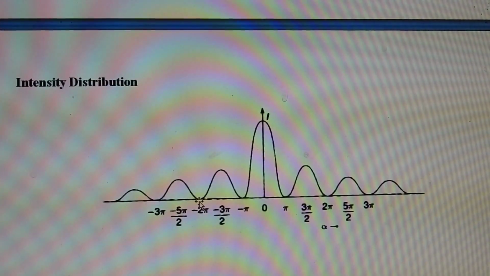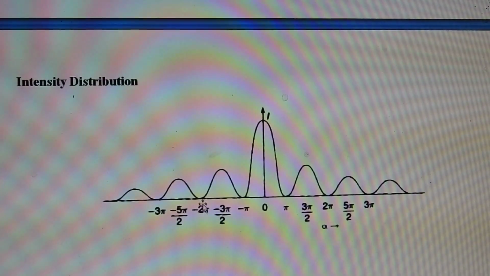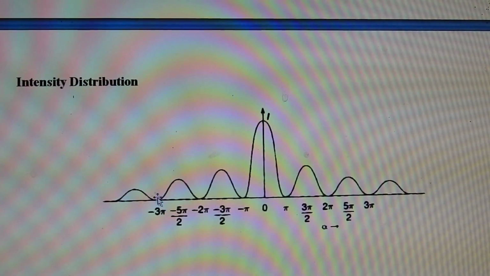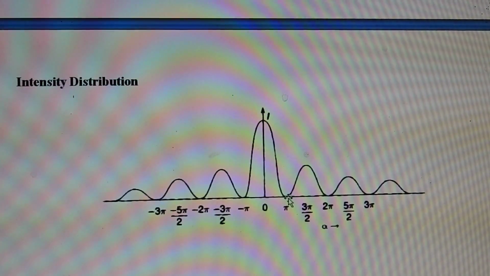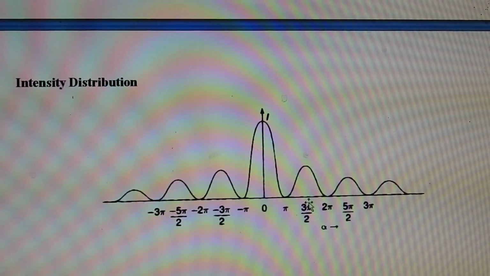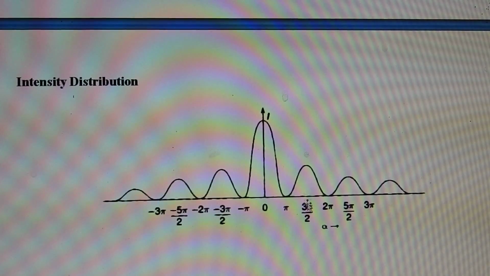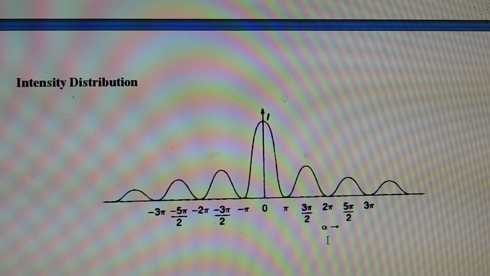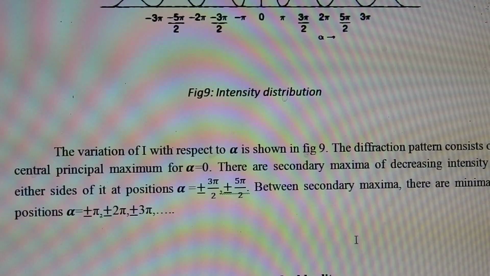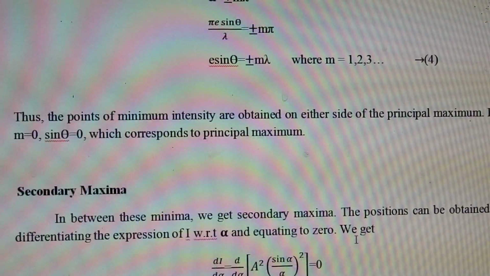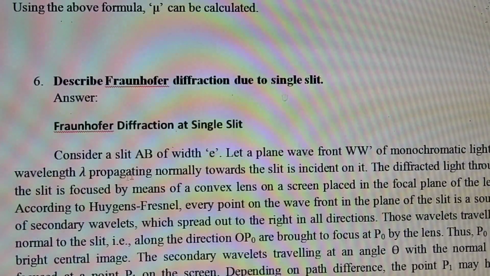Again here we are getting maxima, 2 pi to 3 pi, 5 pi by 2, here we are getting maxima. Here 0 to pi, this is already the maxima. Between pi and 2 pi, in between that, 3 pi by 2, here is the maxima. Between 2 pi and 3 pi, in between that, 5 pi by 2, maxima like this. If I draw the graph between alpha and intensity I, this is about the topic of diffraction by single slit, Fraunhofer diffraction by single slit.